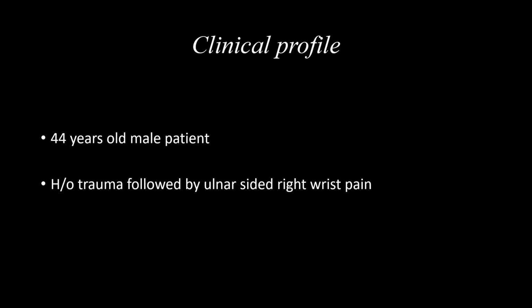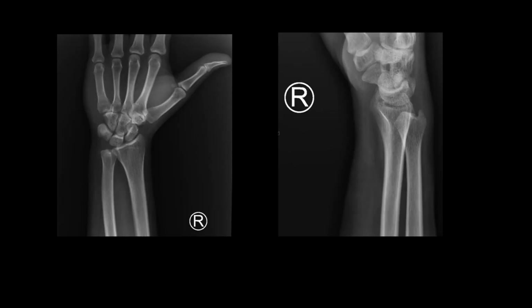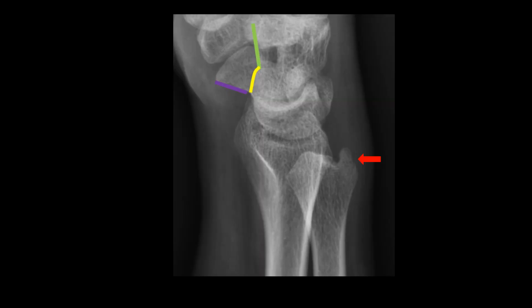Nivedita Chakravarti. I'll be showing you a case of a 44 years old male who had history of trauma followed by ulnar-sided right wrist pain. Radiograph of the right wrist joint was done outside. These are the PA and lateral radiographs. Let's have a closer look at the lateral radiograph.